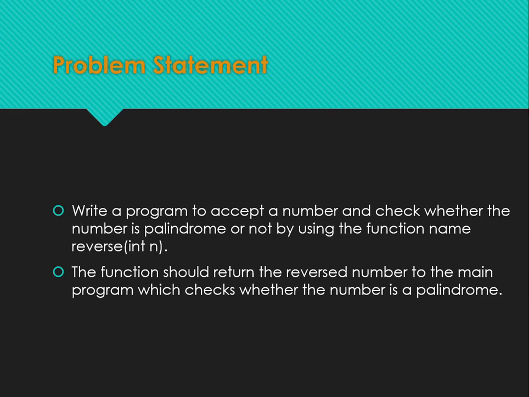Let's begin by understanding the problem statement. We need to write a program that accepts a number from the user and checks whether it is a palindrome. To do this, we will define a function named reverse that returns the reversed number. In the main program, we will compare the original number with the reversed number to check for palindrome.